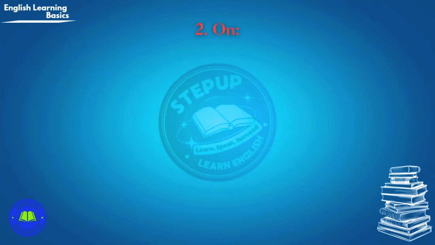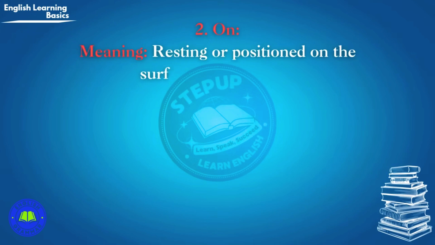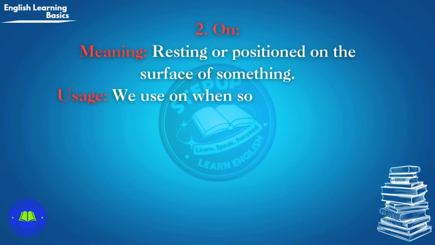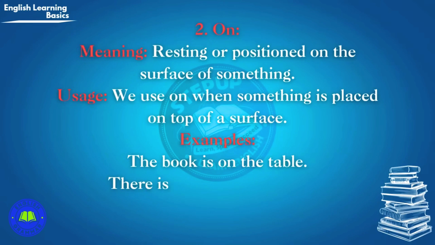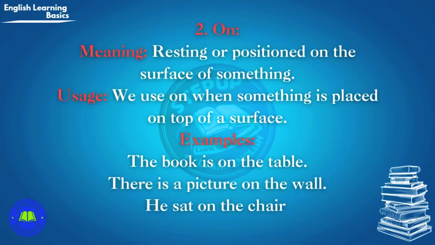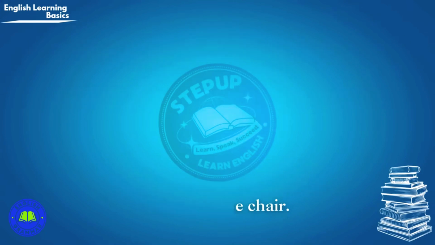2. On. Meaning: resting or positioned on the surface of something. Usage: we use on when something is placed on top of a surface. Examples: the book is on the table. There is a picture on the wall. He sat on the chair.